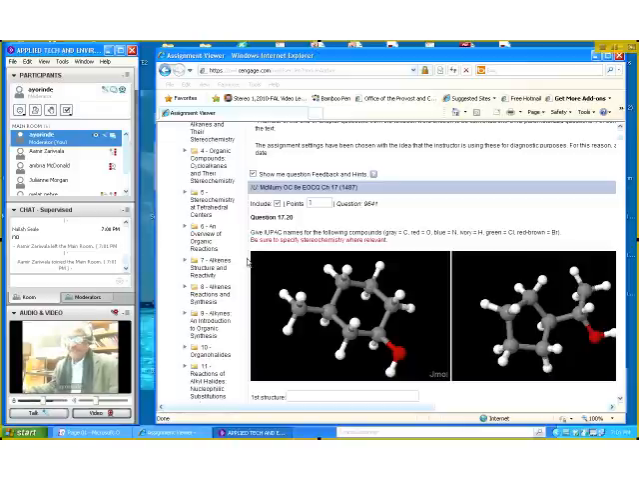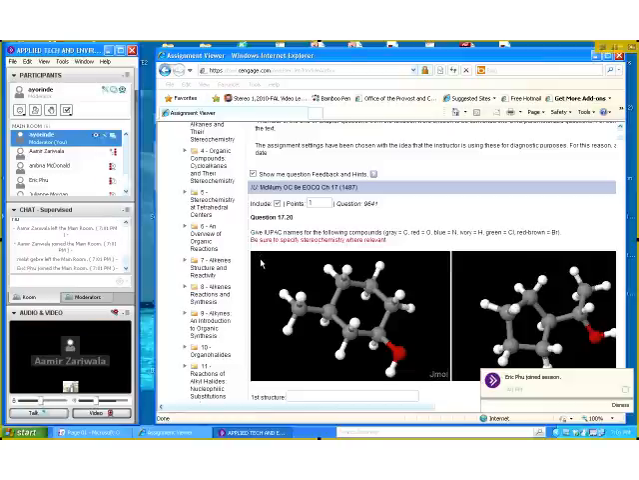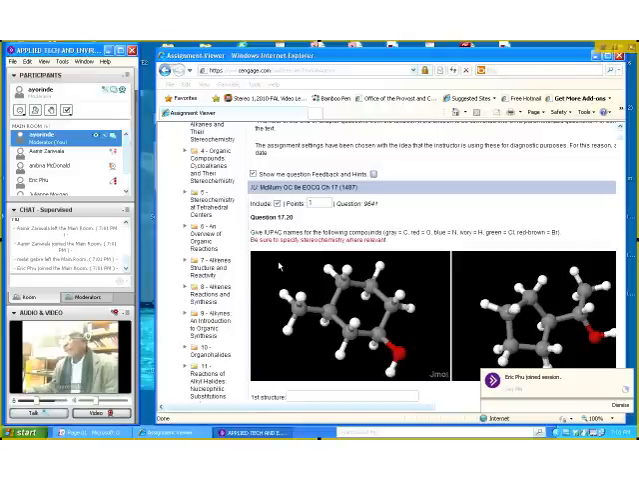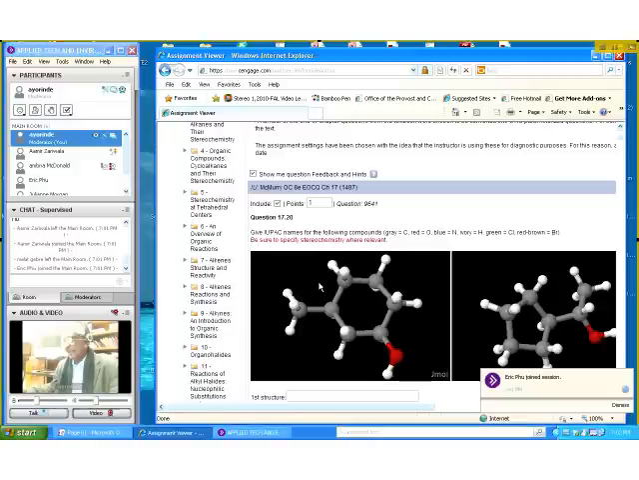Let me see. Emma, can you go ahead and read this question for us? Okay, Emma: give IUPAC names for the following compounds. Okay, these are the two compounds they want you to give the IUPAC names for.